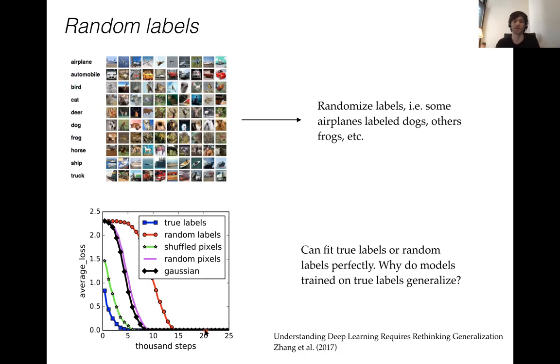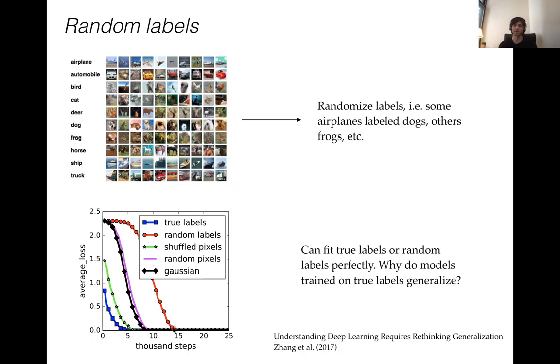It generalizes very well. But then what you can do is randomize the labels so that sometimes an airplane is labeled a bird, sometimes it's labeled a dog, sometimes an airplane. And then you find that the network struggles for a little bit. This is in red, but it's able to actually memorize all of those random labels.